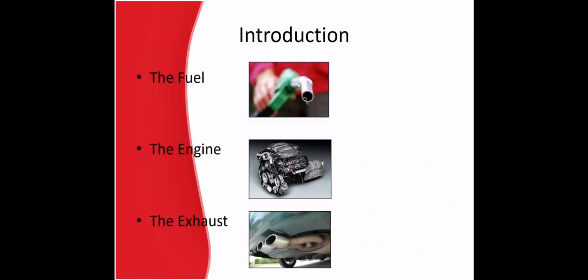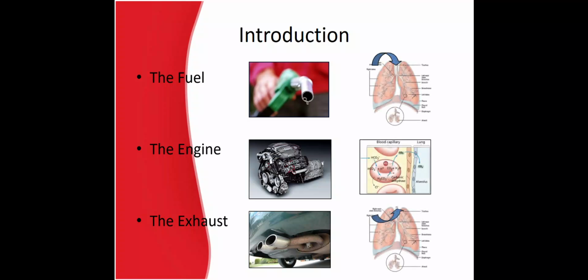Think about these examples. In your car, you put in the fuel. The fuel runs the engine. After the engine uses the fuel to do its work, it gives off exhaust. Our body works in a similar way. The fuel is oxygen and glucose. The engine is our heart and cardiovascular system. And the exhaust is carbon dioxide, or CO2.